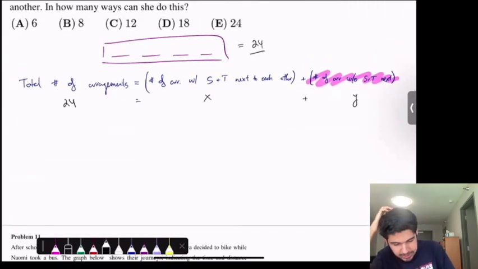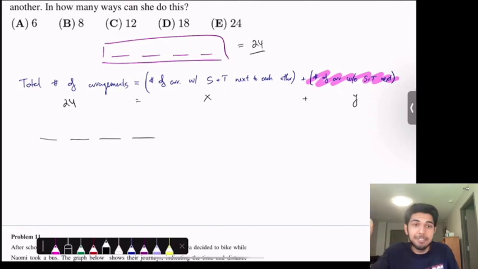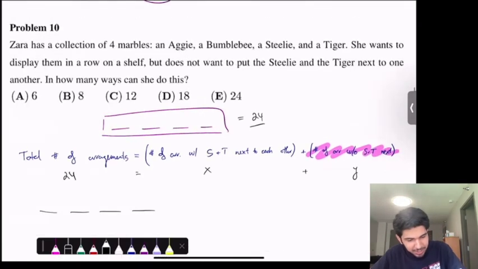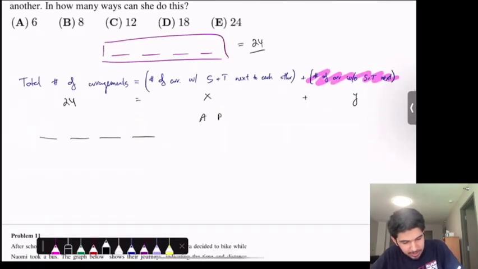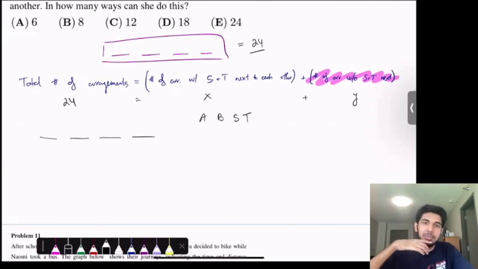And the way we're going to do this is we have 4 spots. And we're going to force the S and T to be next to each other. I forgot what the others are called. So there's A, B, S, T. We're going to force them to be next to each other.